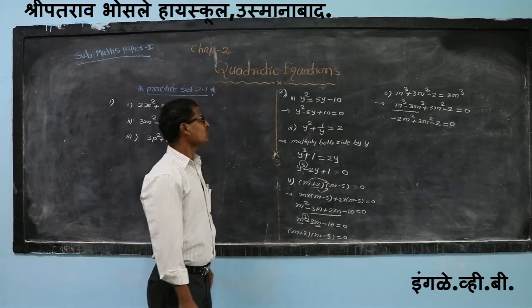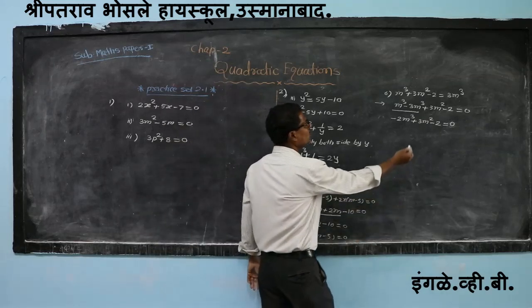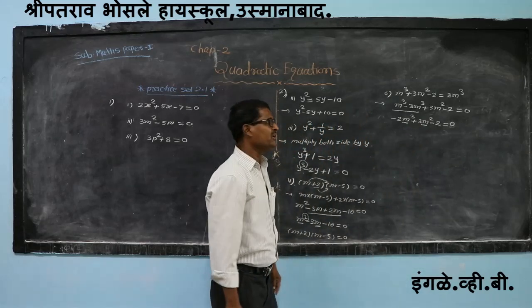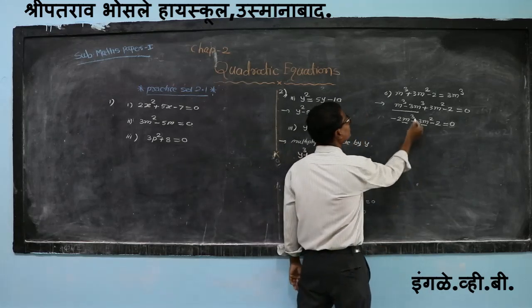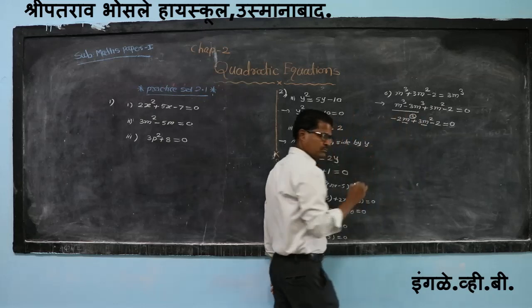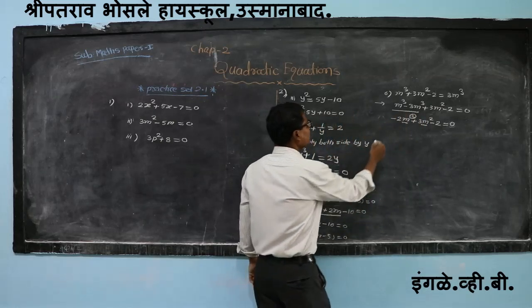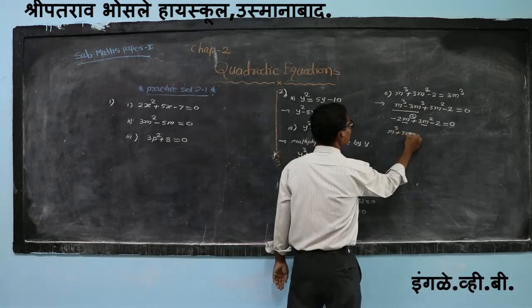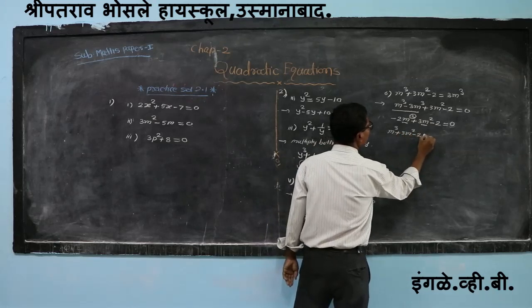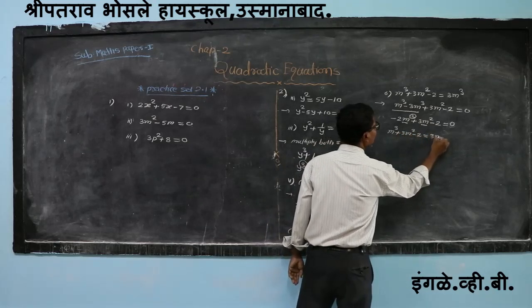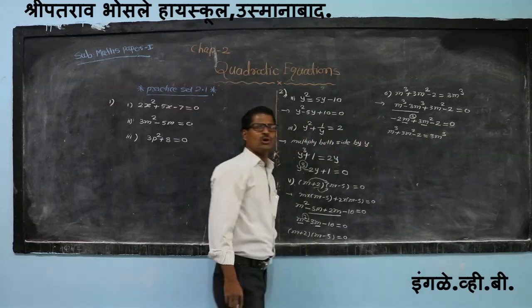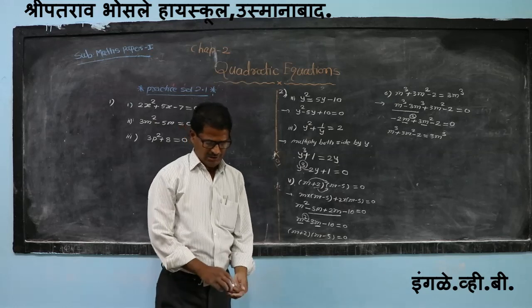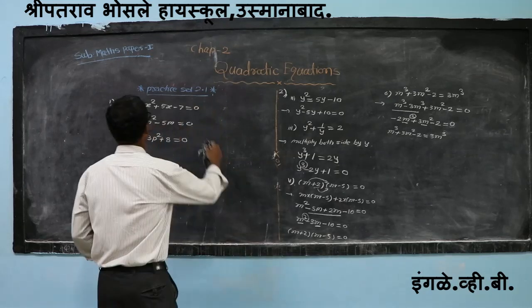Now here we observe that there is only one variable, that is m. But here the highest index of the variable is 3. So m cube plus 3m square minus 2 is equal to 3m cube is not a quadratic equation. Now example number 3.